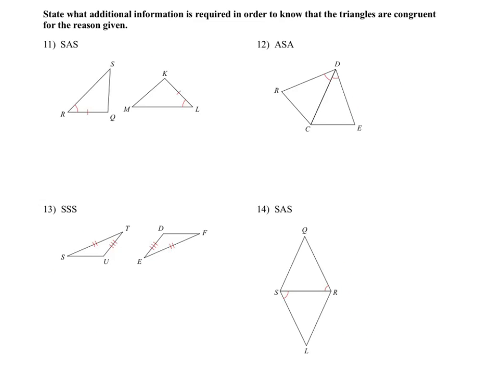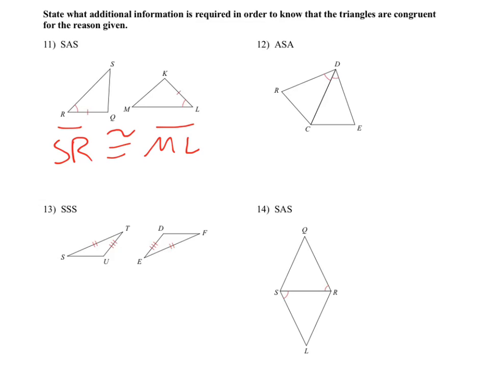And that brings us to the next section where you have to say what additional information you need in order to get congruence. So if you look at 11, you're supposed to get side, angle, side. So if I look at my first triangle here, I have a side and then an angle. I need the next side. And if I look at this one, I have a side and angle. I need the next side. So I need those two sides to be congruent. That's SR congruent to ML.